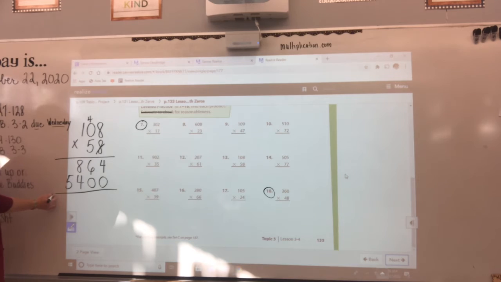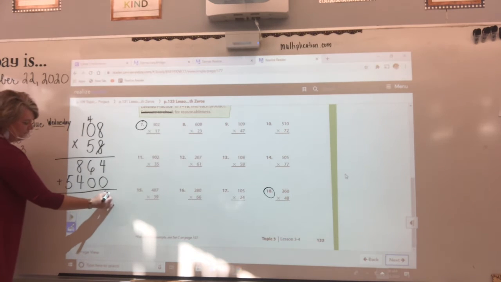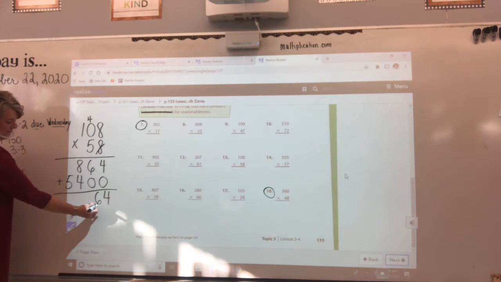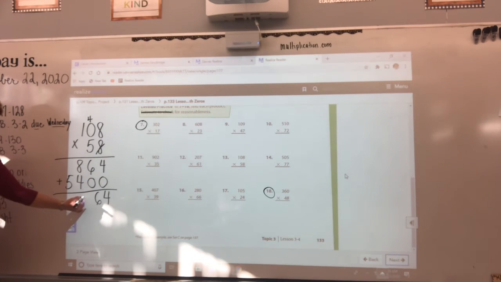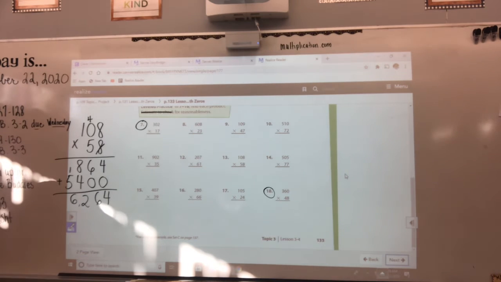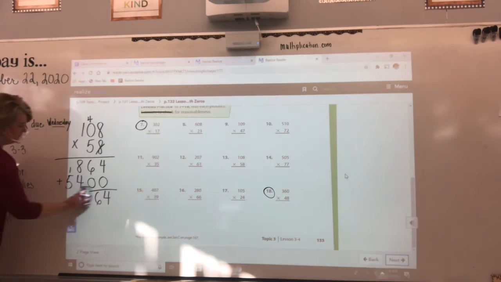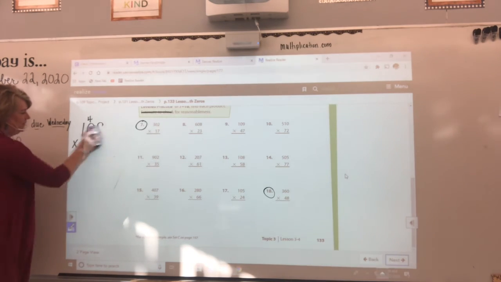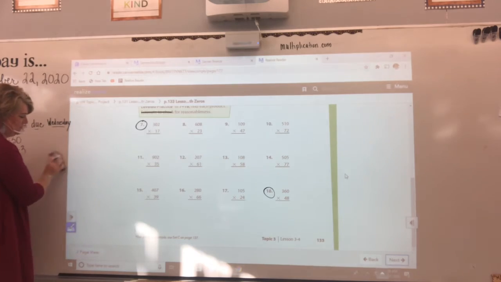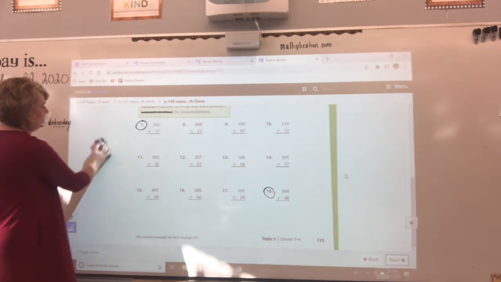And then 5 times 1 is 5. Now let's add. 4 and 0 would be 4. 6 and 0 would be 6. What's 8 and 4? 12. Carry a 1. And 5 and 1 is 6. So that was number 13. 6,264. Give me a head shake if this is making sense. We've been doing multiplication all week long. The only thing that is different on this is that it's got zeros in it. Okay, Kaden, pick one.